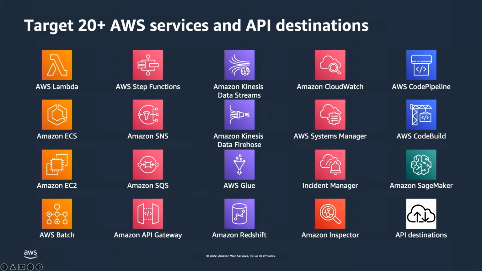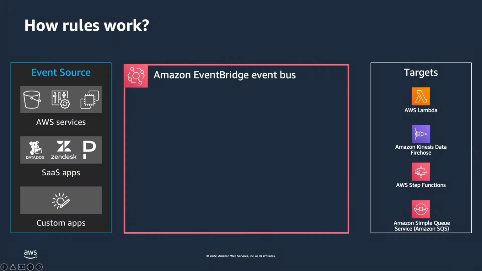So for targets, we have around 20 services that can get invoked when an event happens: Lambda, containers, batch, messaging, SageMaker, CI/CD. And then we have one that I really like that is API destinations. That is basically a place where you can put an HTTP endpoint and you can send events to. So this is really cool to integrate with third parties.